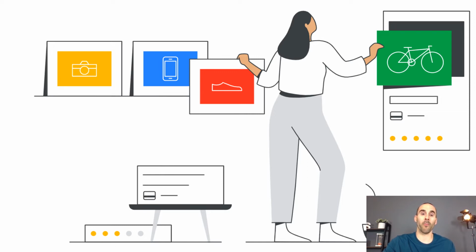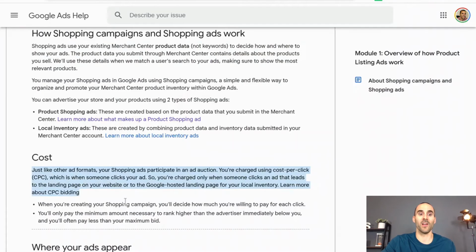Okay, so I'll read this section. Just like other ad formats, your shopping ads participate in an ad auction. You're charged using cost per click when someone clicks on your ad. So you're charged only when someone clicks an ad that leads to the landing page on your website or to a Google hosted landing page for your local inventory.